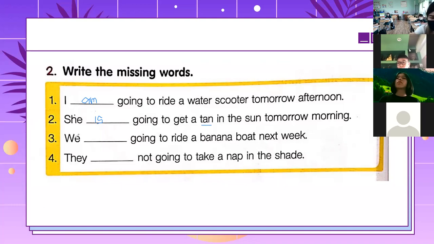So next, number three. What is number three? We. If you see we, they, you, what are you going to write? Is or are? Louder, please. Are. Okay, good job. So now, write are, and everybody, let's read the sentence.